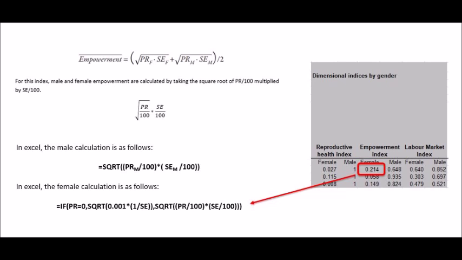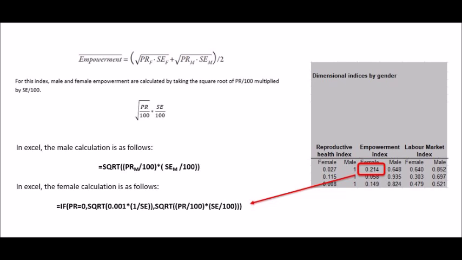For this index, male and female empowerment are calculated by taking the square root of the parliamentary representation divided by 100 multiplied by the secondary educational attainment divided by 100. In Excel, male empowerment is calculated using the same equation. However, the female empowerment calculation uses another if statement.